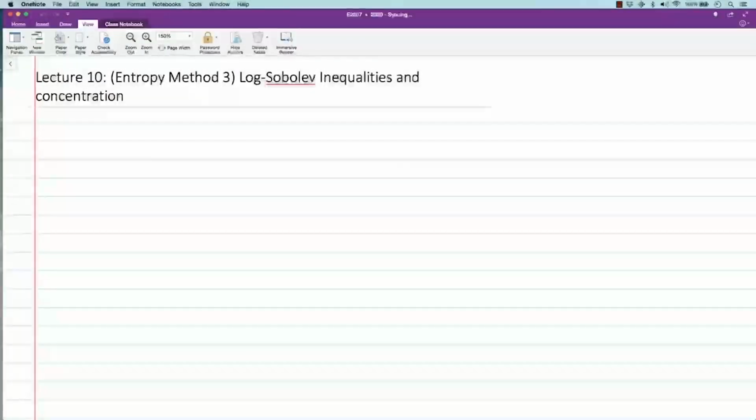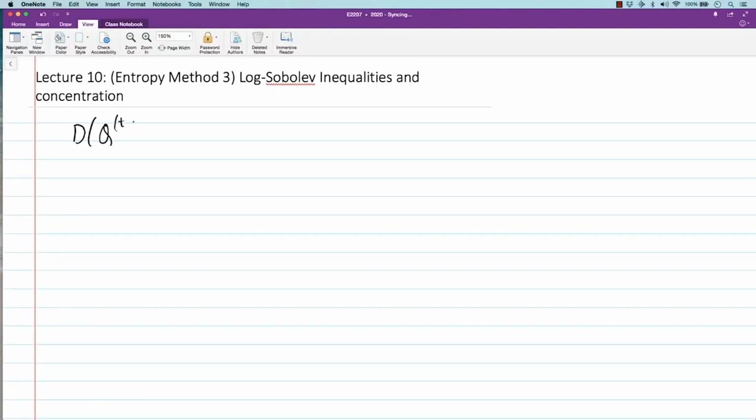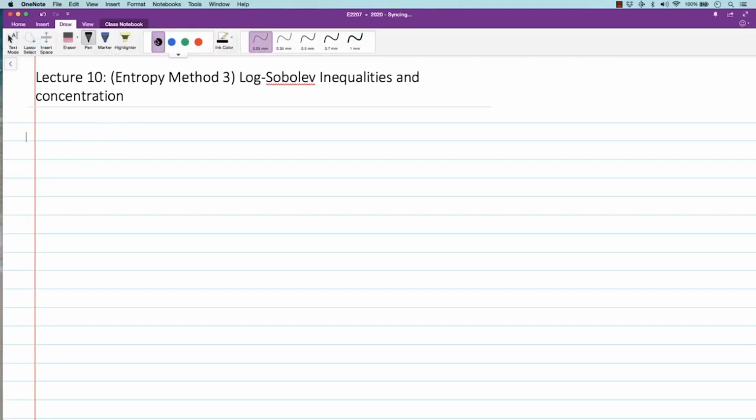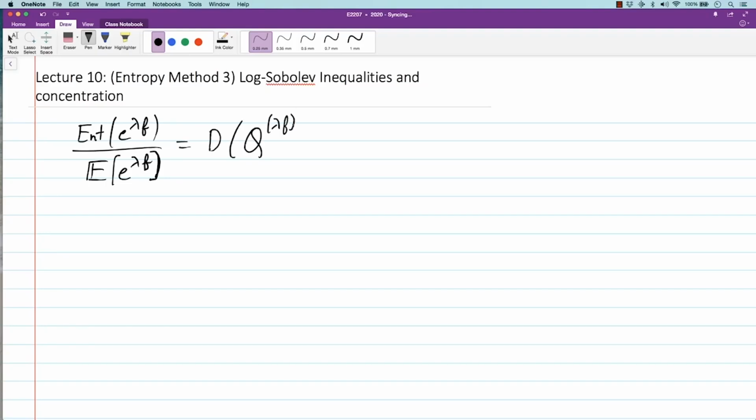We will continue our discussion on the entropy method and present the so-called Log-Sobolev inequalities. We have been seeing that if one can establish bounds for this quantity, the entropy of e to the power lambda f by the moment generating function, this quantity we saw is actually a divergence between our tilted measure lambda f and the original distribution p.